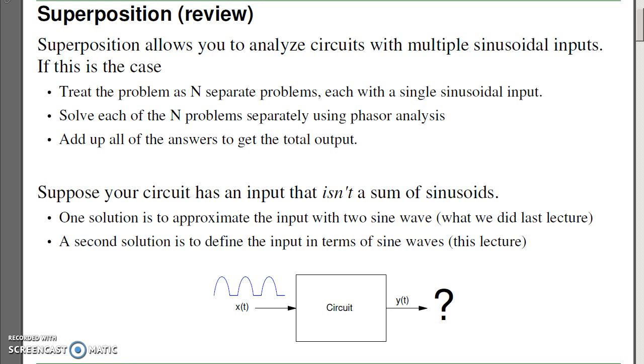I treat that as a DC term and a sine wave, then analyze the two parts separately. That doesn't give you exactly the right answer, but it's close. If you want to get more accurate, you can simulate it, or you can use Fourier transforms. That's this topic. So what we're going to do is change the problem so that the input is a sum of a whole bunch of sine waves.